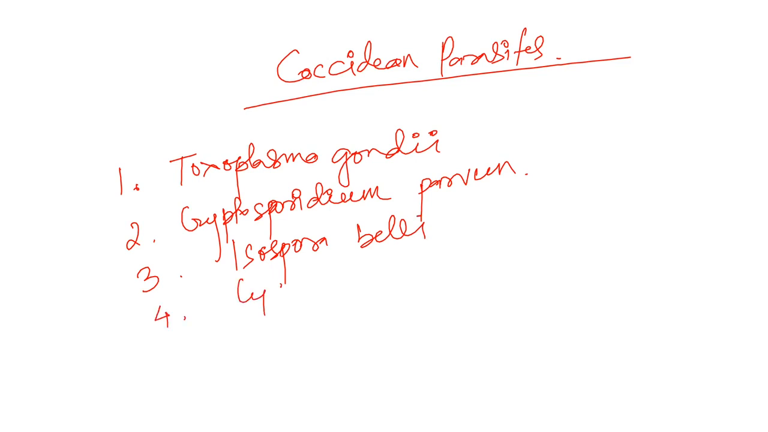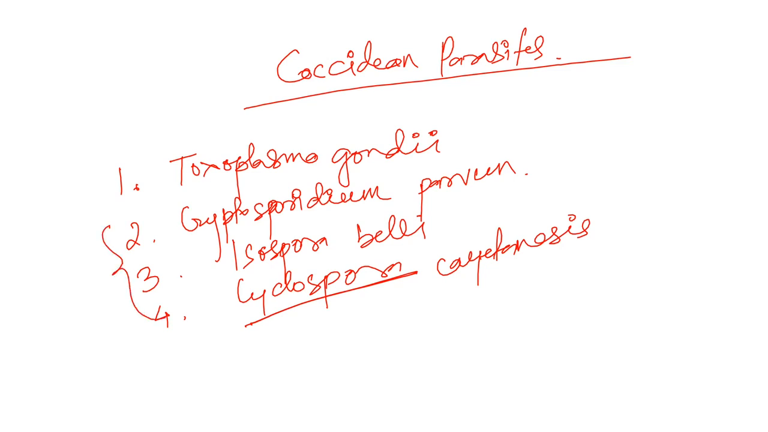Cyclospora cayetanensis. We generally call it Cyclospora only. This is not required to remember. Cyclospora, Isospora, Cryptosporidium. These three come under one group. We study them together. This Toxoplasma, we study it alone.